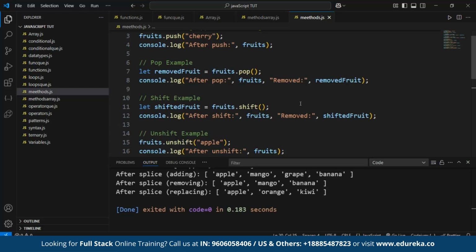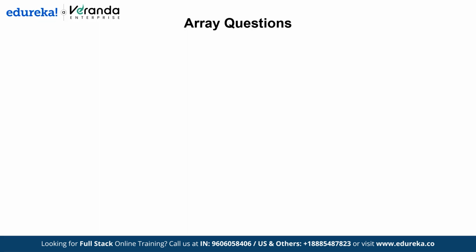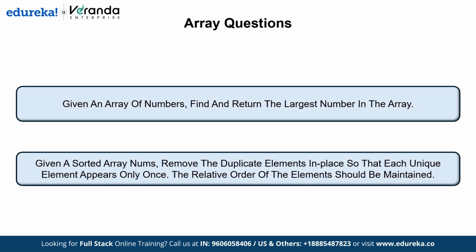Now we have two questions on array as well. The first question we are going to solve, and the second question you are going to solve by yourself. So these are the two questions on array. The first question is, given an array of numbers, find and return the largest number in the array. And the second question is, given a sorted array nums, remove the duplicate elements in place so that each unique element appears only once.